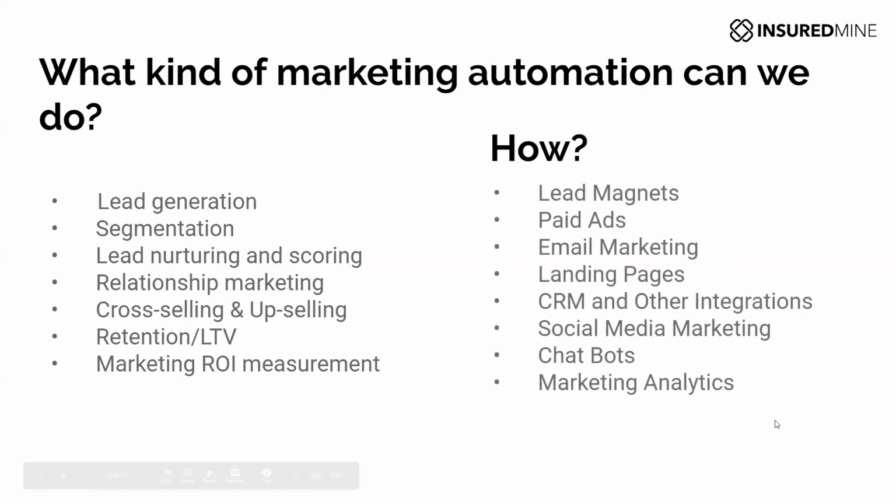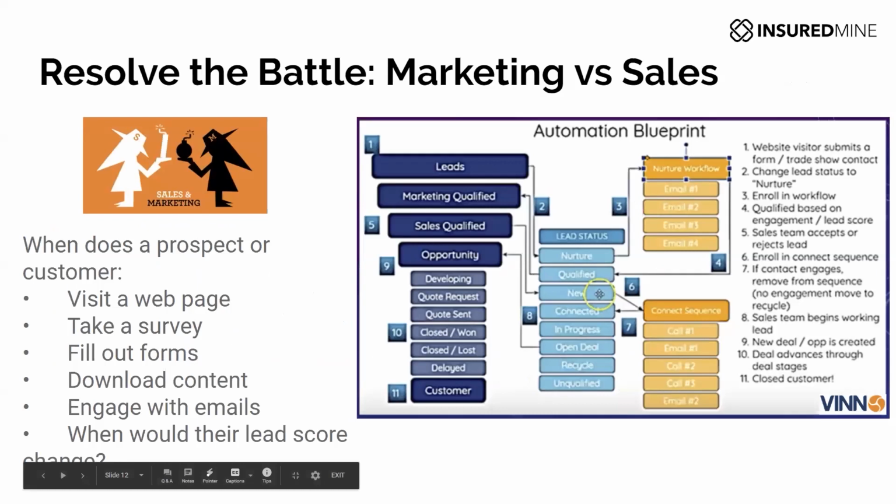So how can we do this? We can do these things through lead magnets, paid ads, email marketing, landing pages, utilizing your CRM and other integrations. Social media marketing, you can utilize social media calendars to schedule out your posts to match up with campaigns and send them to your lead magnets, to your landing pages, and to your forms and surveys and things like that. You can also utilize chatbots and marketing analytics. It can be auto-populated as well.